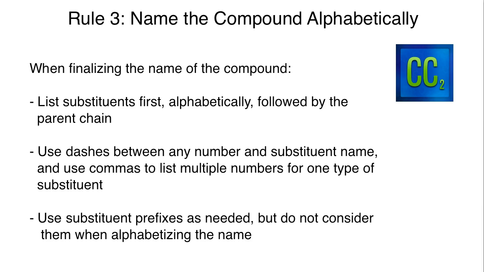Okay, everyone, it is time for Rule 3, which is to name the compound alphabetically. This is the last of the 3 major rules you will need in order to master naming IUPAC compounds in organic chemistry. So when we get ready to finalize and write out the name of our compound, we want to keep a couple things in mind.